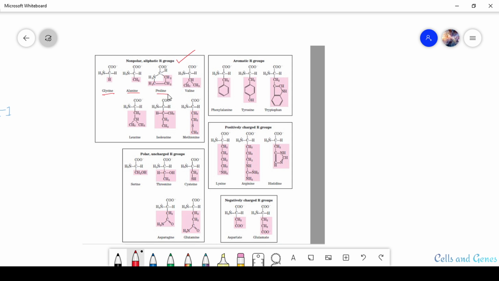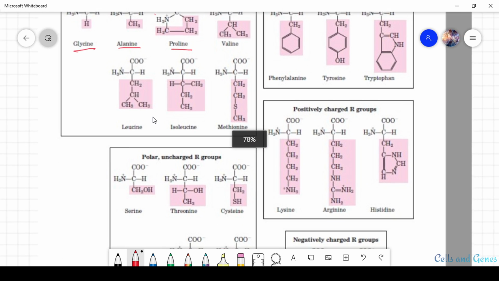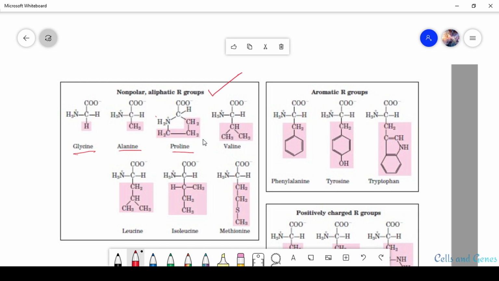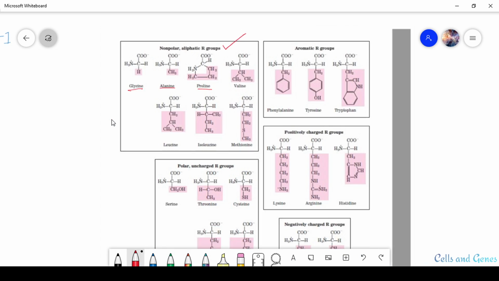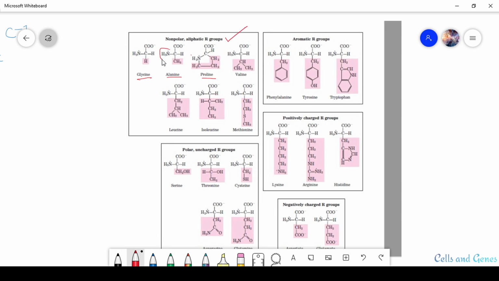Then it is proline. Proline has a secondary amino acid structure. It has an imino group instead of an amino group. Seeing the structure of proline, we know that in alanine we have NH3 plus, but in proline we have NH2 plus. So that's why we say proline has an imino group.